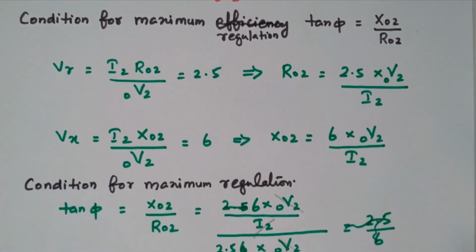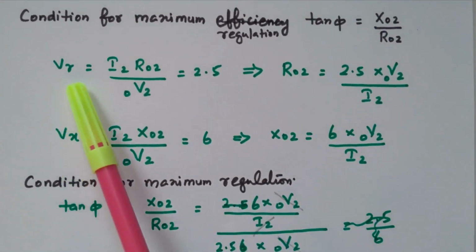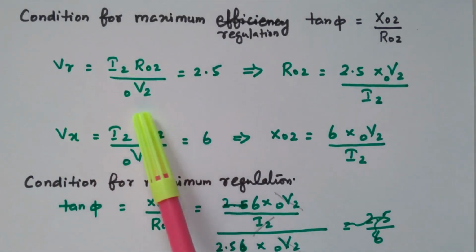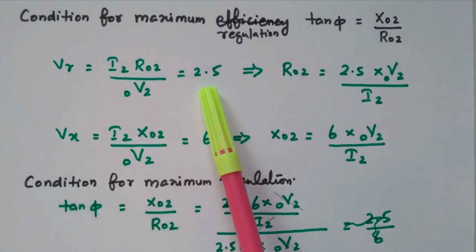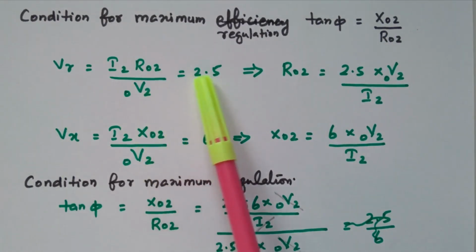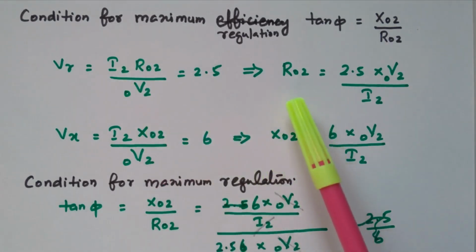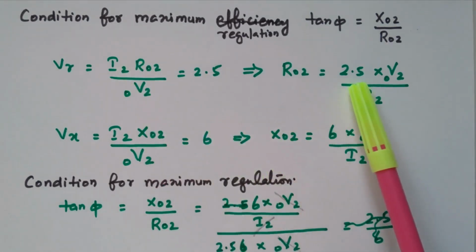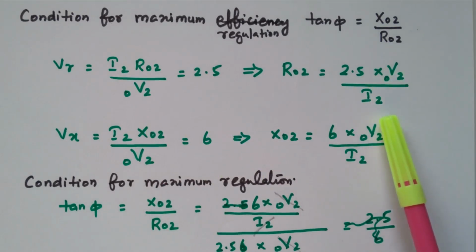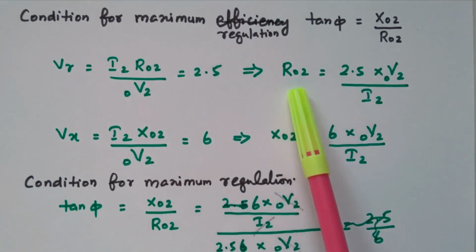So first we will find X02 and R02. VR is I2 R02 divided by no load secondary voltage, that is 2.5. So from that, to get R02, multiply by the secondary voltage and bring the I2 term to the denominator. So R02 equals 2.5 into no load secondary voltage divided by I2. This equation is rearranged so that we can find the R02 value.